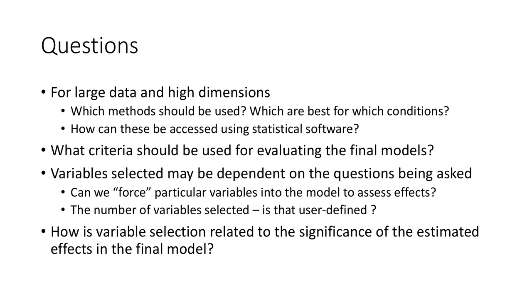How many variables should be selected? And I think you dealt with that in the end using the BIC, the Bayesian information criterion. And then how is the variable selection related to the significance of the estimated effects in the final model? Is there a relationship between variable selection and the significance of our final effects in the final model? So those are my questions. Do you want to say something to those now, Young, and then we'll see whether anyone else has any questions in a minute.